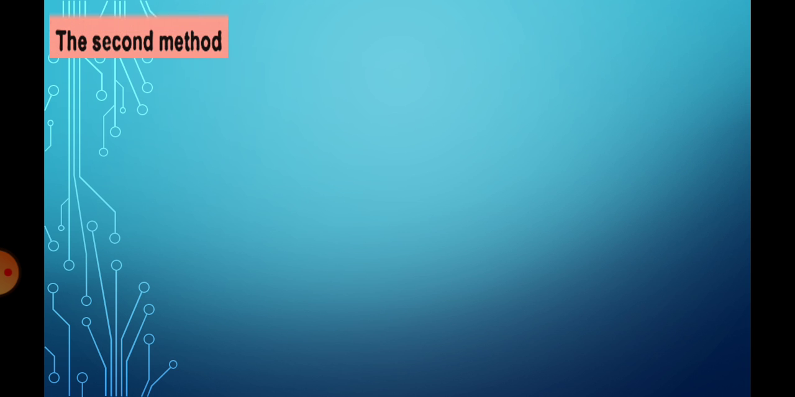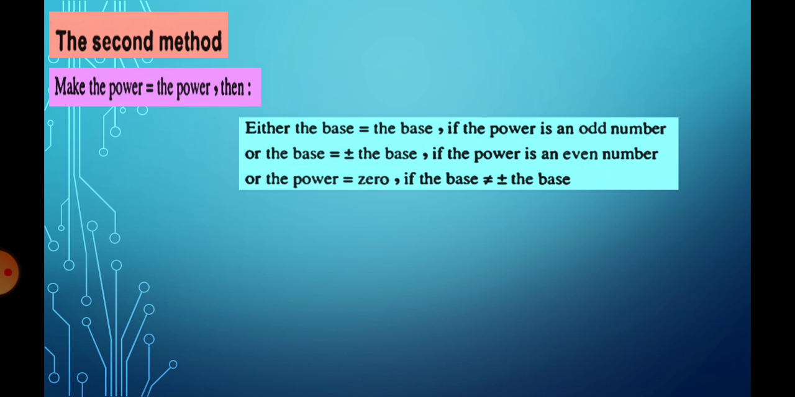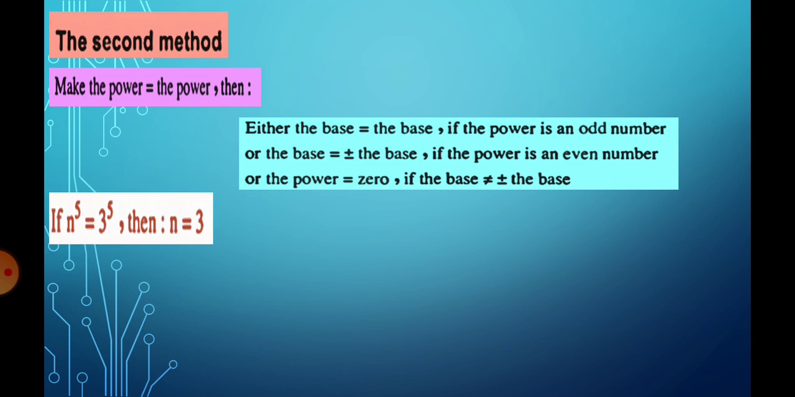The second method, we make the power equal the power. Power equals the power has three cases. Base equals base if the power is odd, or the base equals positive or negative another base if the power is even, or the power equals 0 if the base doesn't equal another base.